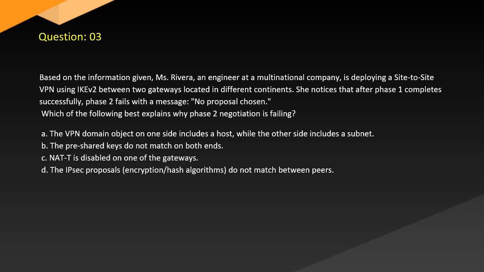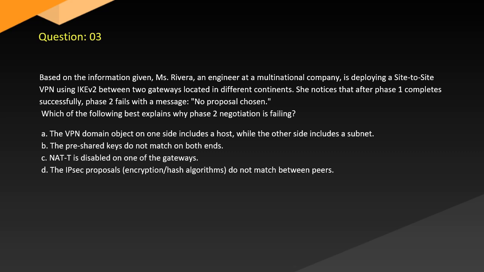Question 3. Based on the information given, Rivera, an engineer at a multinational company, is deploying a site-to-site VPN using IKEv1 between two gateways located in different continents. She notices that after Phase 1 completes successfully, Phase 2 fails with the message "no proposal chosen." Which of the following best explains why Phase 2 negotiation is failing?